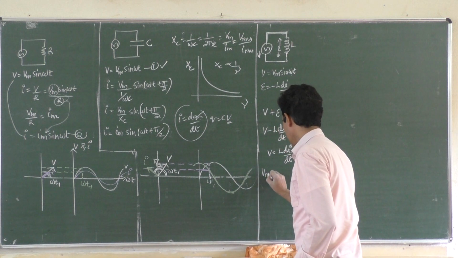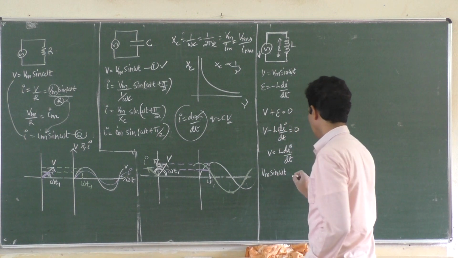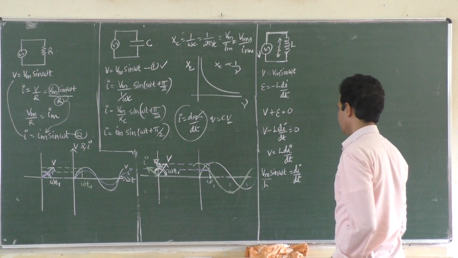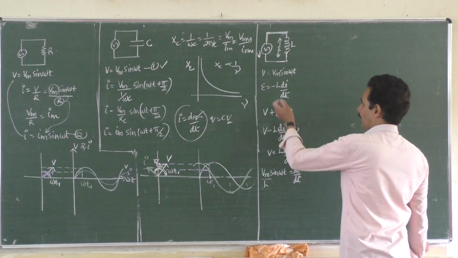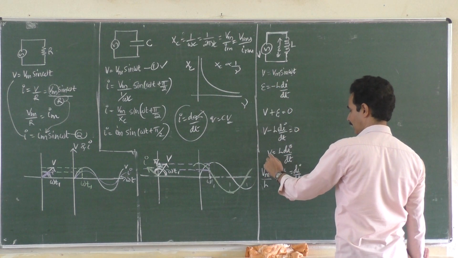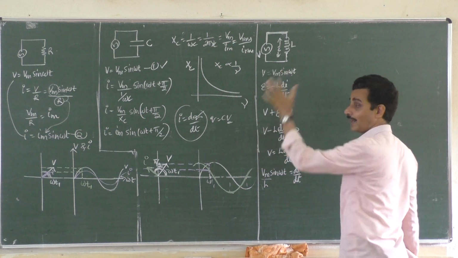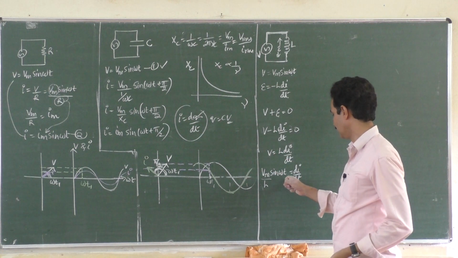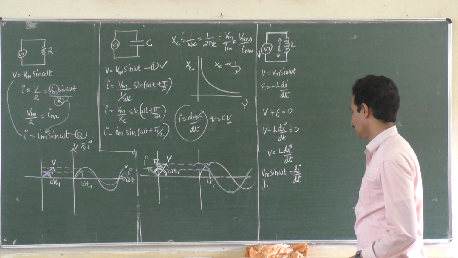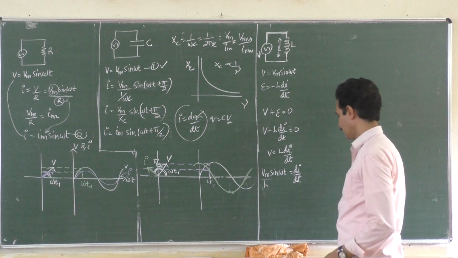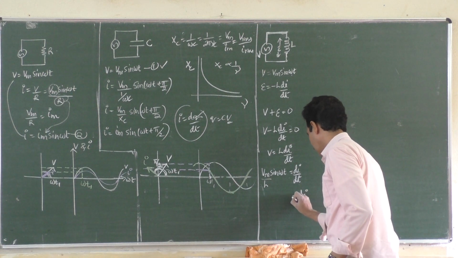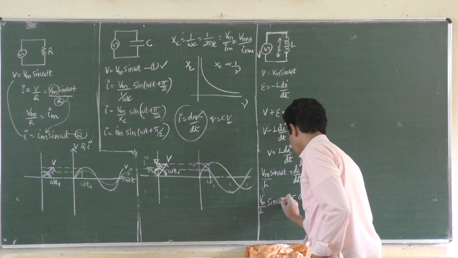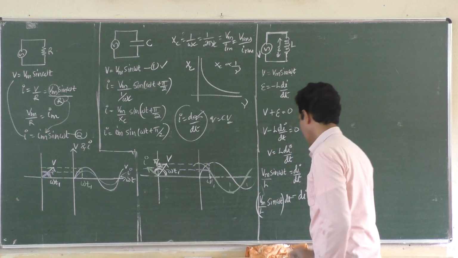V is Vm sin omega t, and I will bring L here, so it is equal to di by dt. Hope you have followed the steps. V is not a constant voltage, it is an alternating voltage. So Vm sin omega t divided by L is equal to di by dt. So how to get I now? You have to integrate this, but before integration I will write di is equal to Vm by L sin omega t dt. You have to integrate this term.